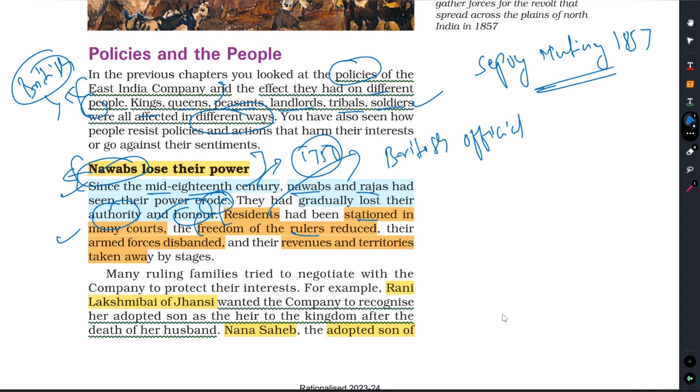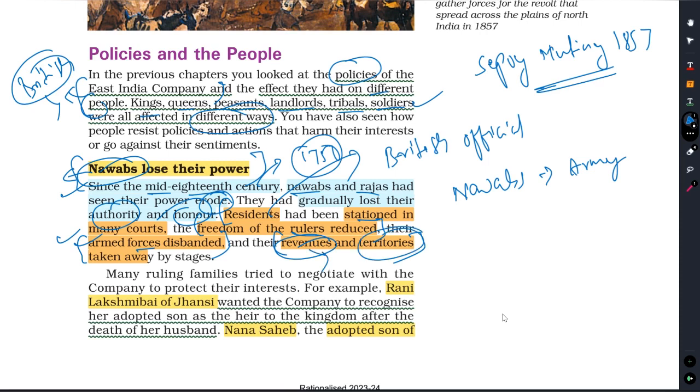Freedom of the rulers also reduced gradually. Their armed forces were disbanded. Gradually, these local Nawabs lost their army also. Revenues were the source of income for them, right? They were also taken away later.